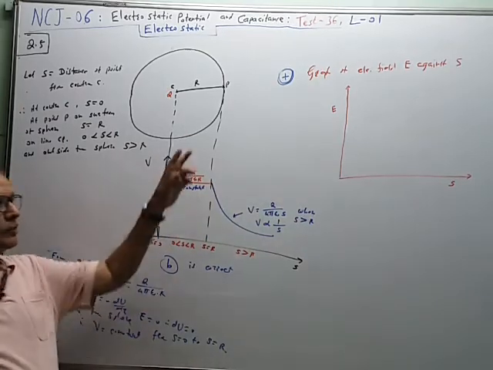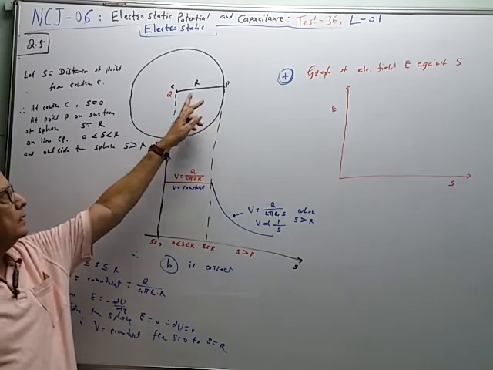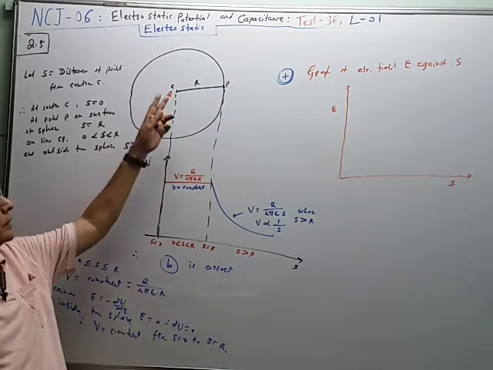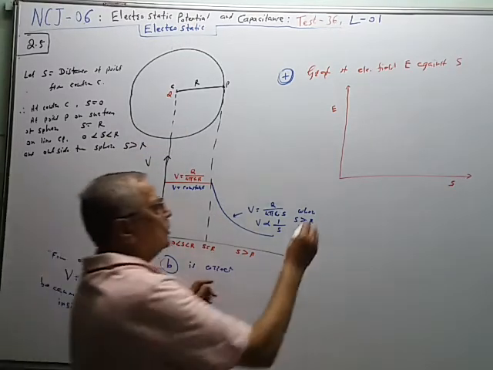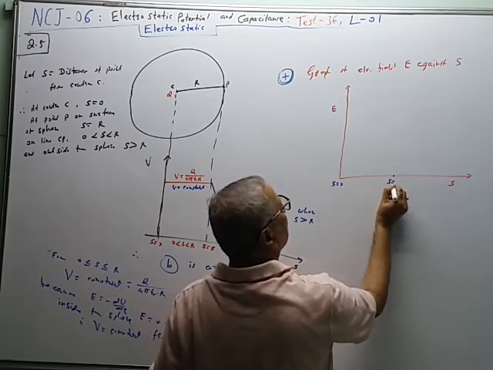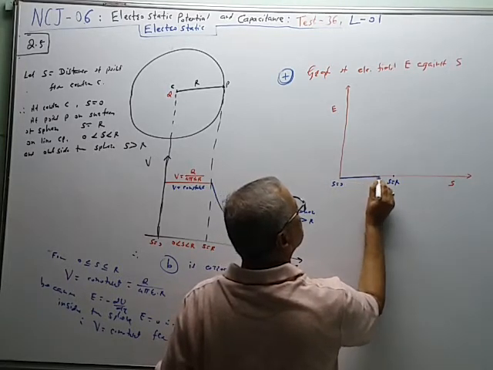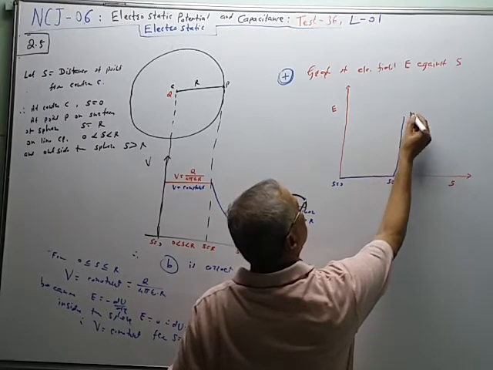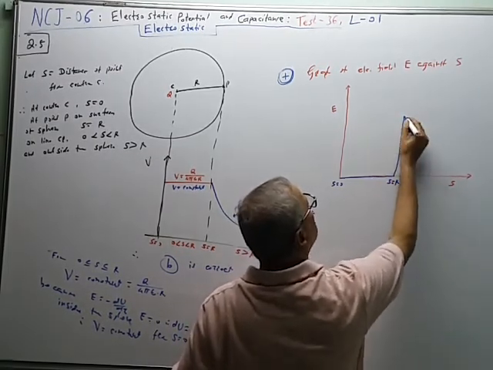Now if we plot a graph of electric field intensity against distance S, then from C to P, the electric field intensity is 0 inside the sphere. Up to this point, S is equal to 0 to S is equal to R, the electric field intensity is 0. Now at this point the intensity increases to a maximum value, and then it decreases exponentially.